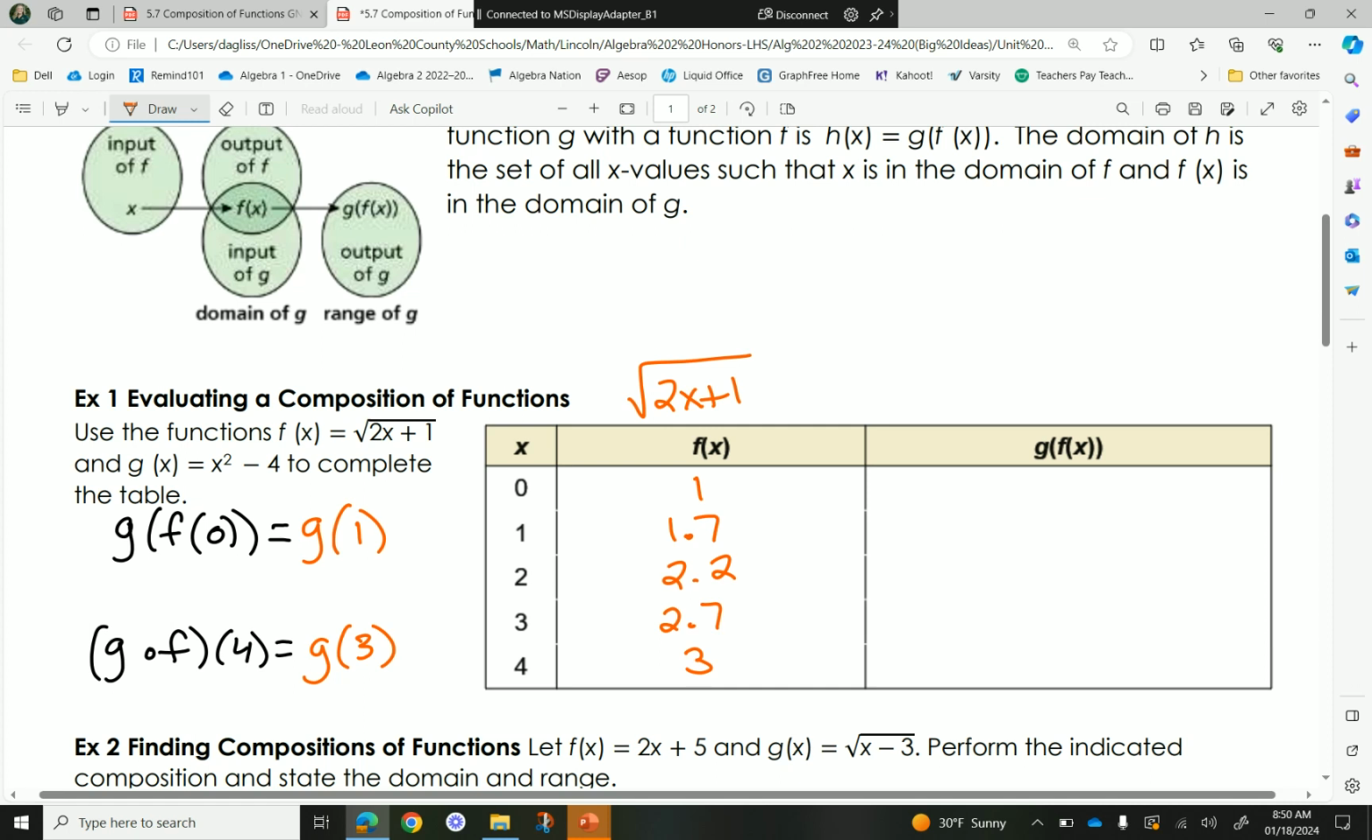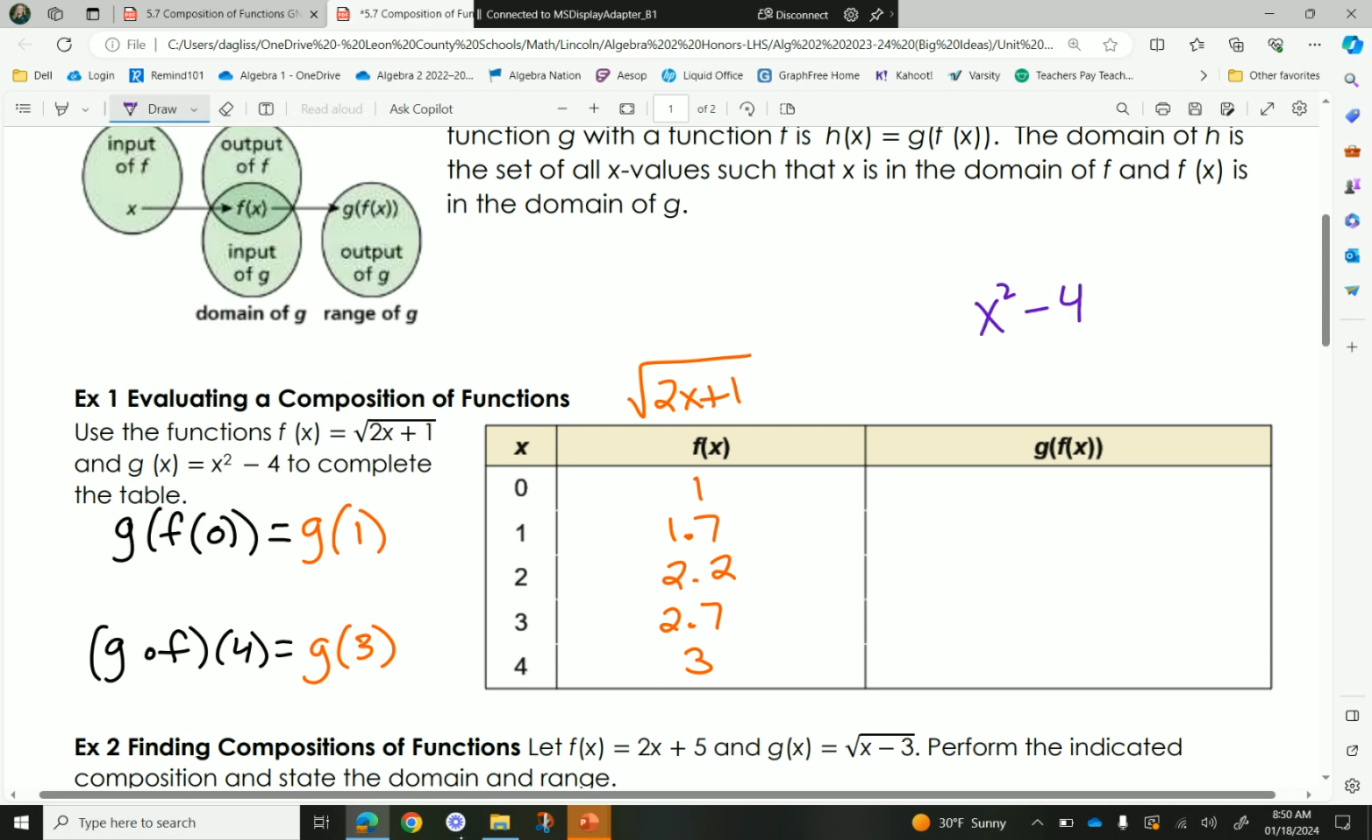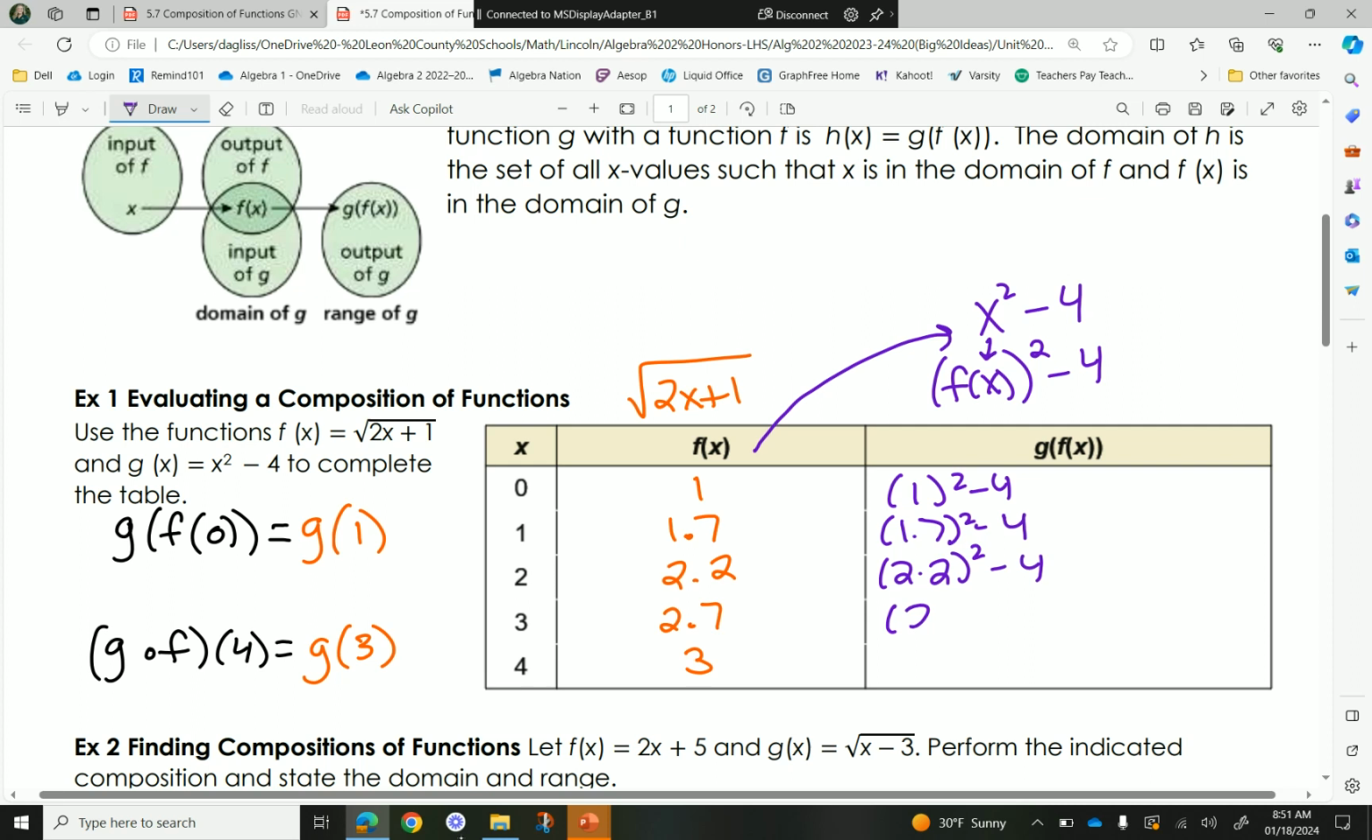Okay. So now we're going to take our outputs, or our range values, and they become the new domain, or inputs, for g. So we're going to plug them in. Remember, g was what? x squared minus 4? Okay, so let's make this purple. x squared minus 4. So instead of an x, we're putting in our f of x. Okay, those are our new inputs. So it's going to be 1 squared minus 4, 1.7 squared minus 4, 2.2 squared minus 4, 2.7 squared minus 4, and 3 squared minus 4.